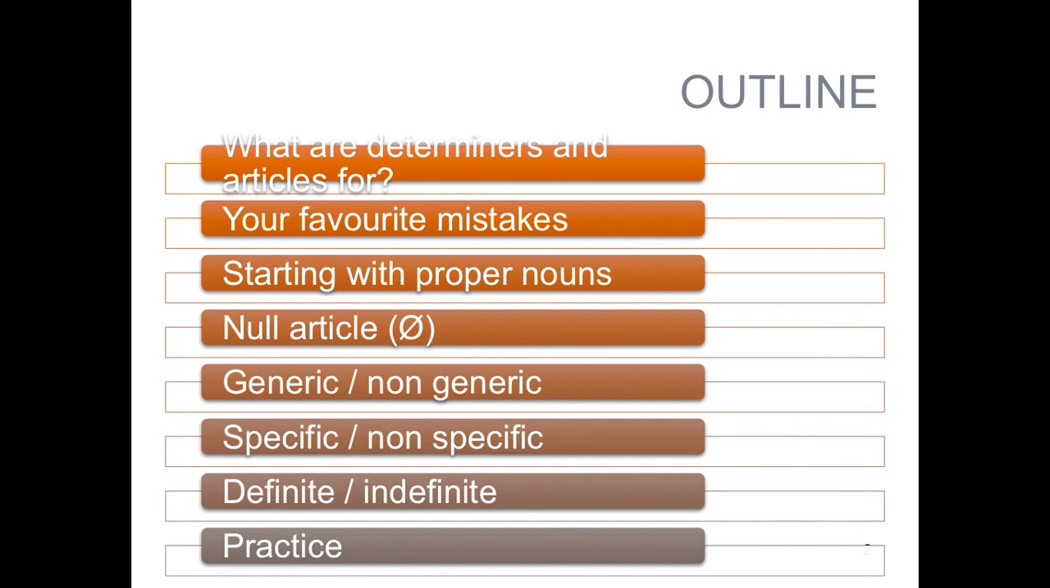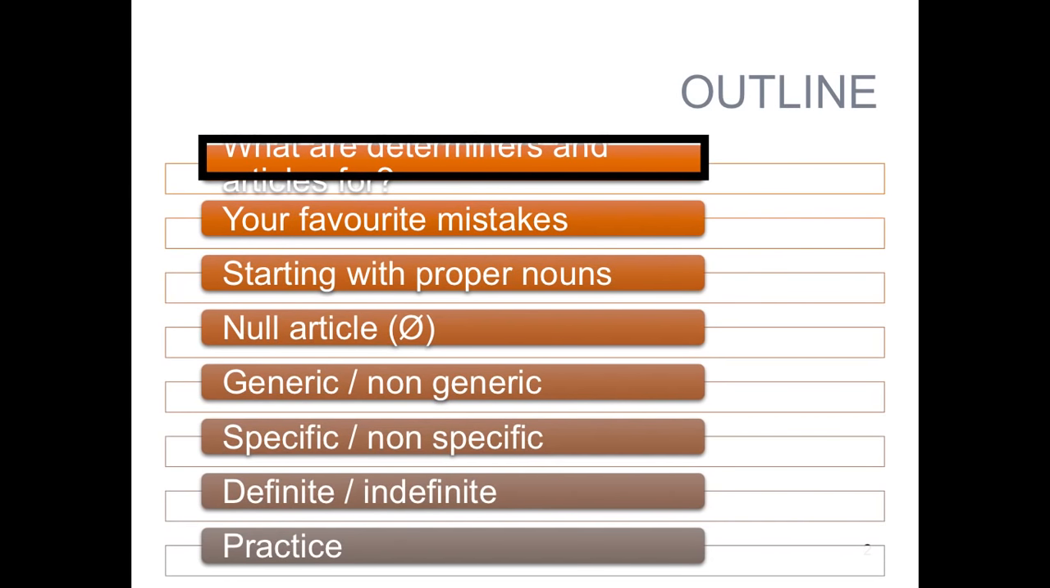So here is the outline for this course. The first question we can ask ourselves is, what are determiners and articles for? Well, determiners take part in the reference building. If you say man is single, the word man does not refer to anything. You're going to ask, what man? So you need a determiner to build that reference.